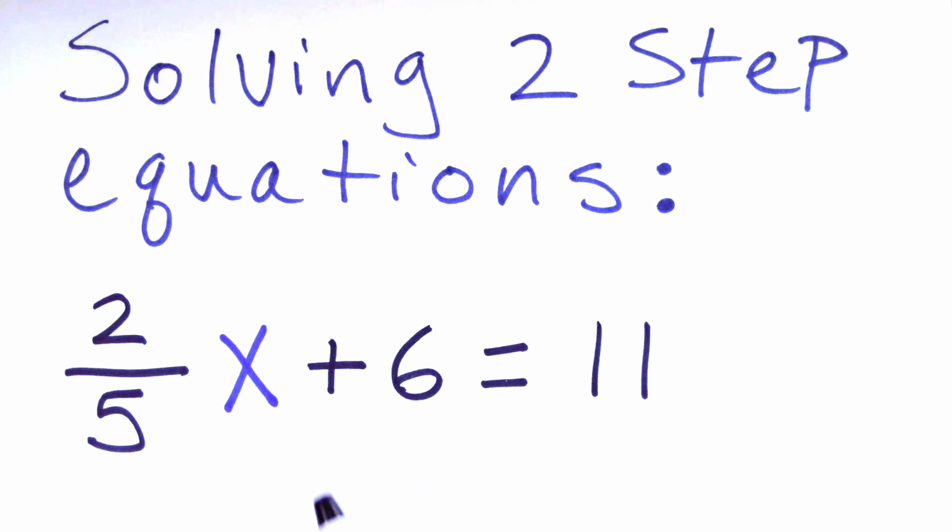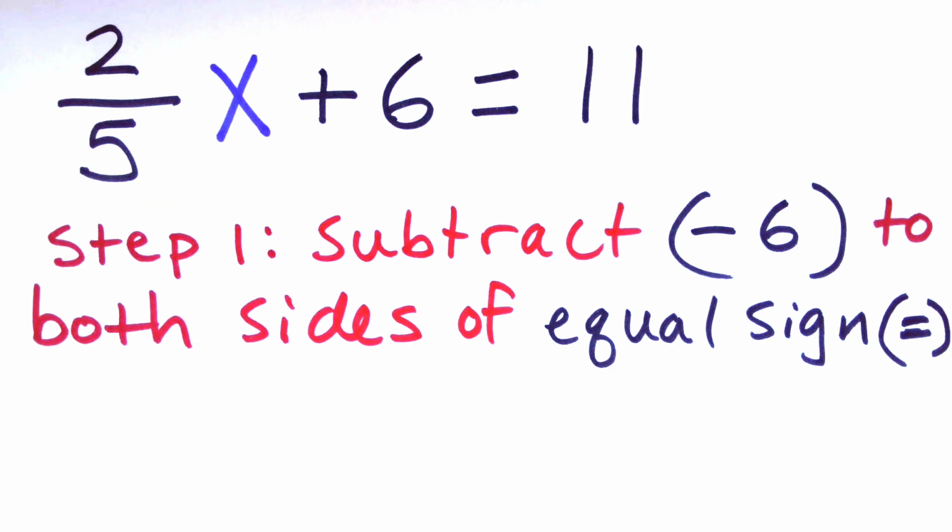So we're going to want to eliminate these terms one at a time. Positive 6, then 2/5, so you can get x all by itself on the left side of the equal sign. What would you do first? All right, so step one is you want to subtract 6 from both sides of the equal sign. Or another way to say that is you want to add -6 to both sides of the equal sign.